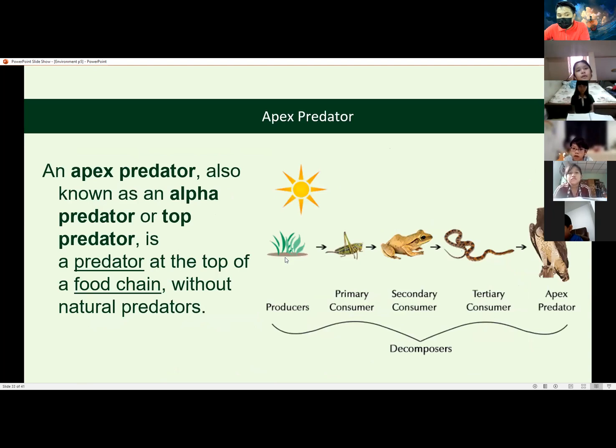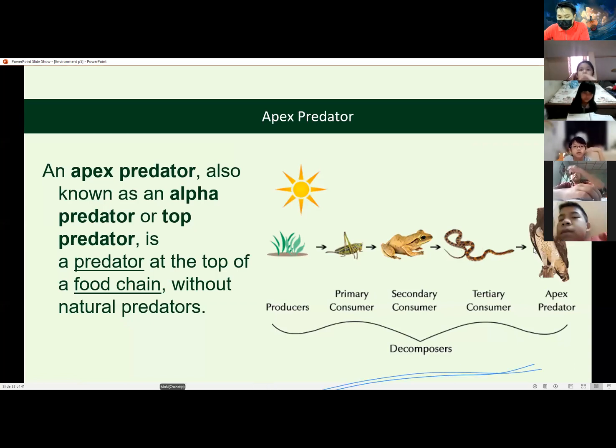And lastly, the apex predator, known as an alpha predator or the top predator. It is at the top of the food chain without natural predators. So no one will eat them.